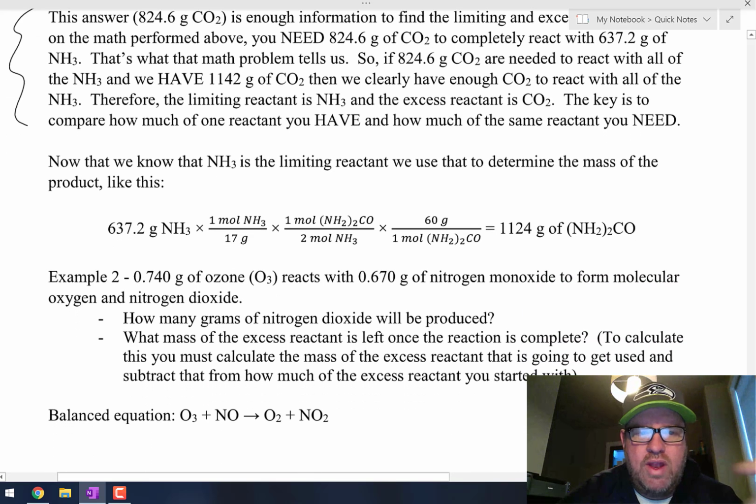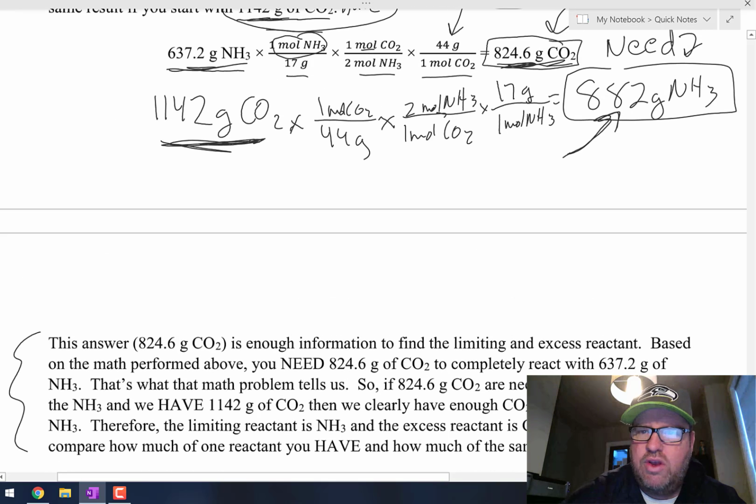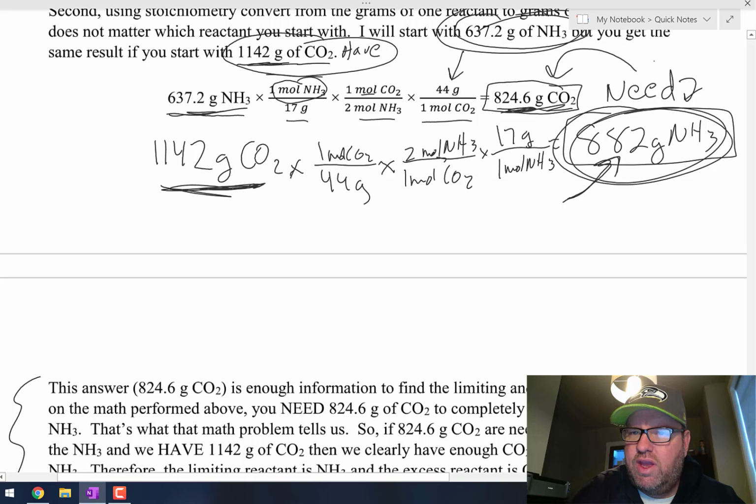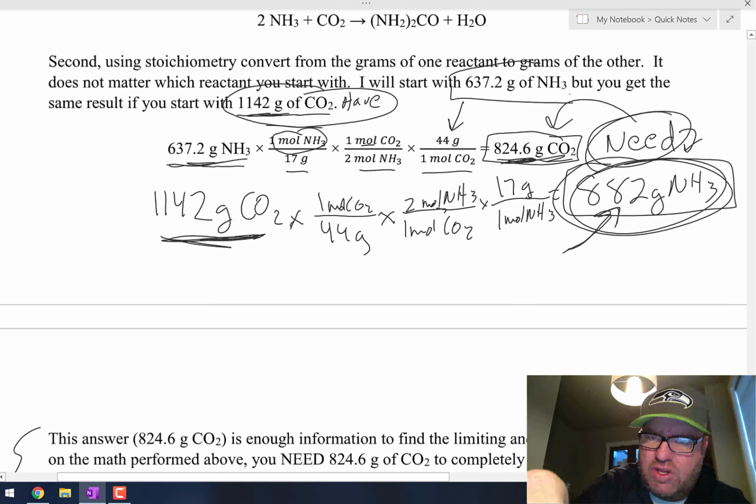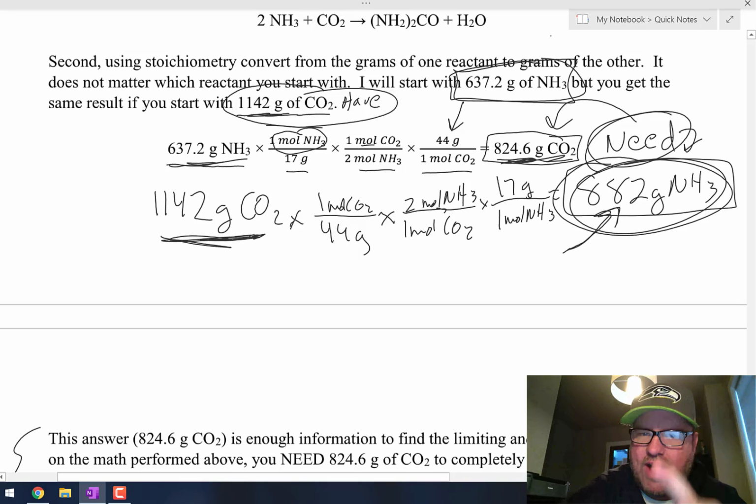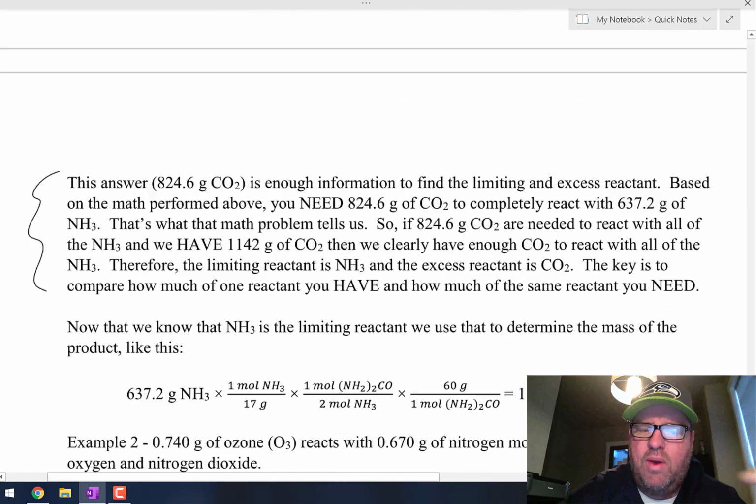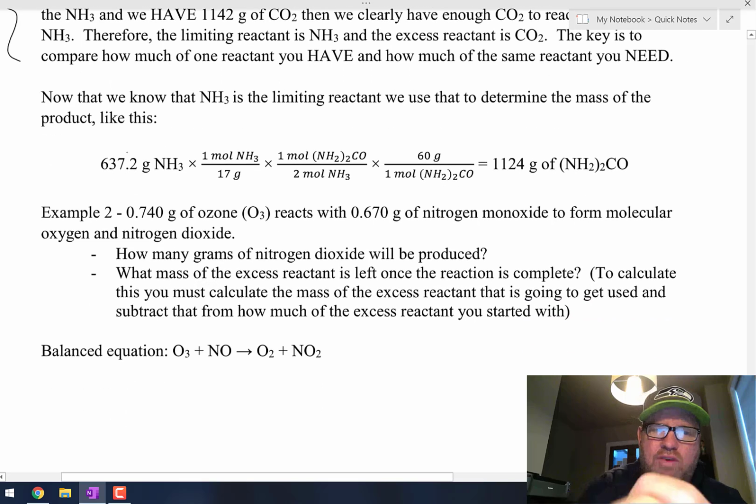Now that we know that NH3 is the limiting reactant, notice you'll never see me use this number. Remember, this is how much NH3 I need. This is how much NH3 I actually have right here. That's the amount I'm going to use to now answer the question. So I've got 637.2 grams of NH3, and now I just do the problem.